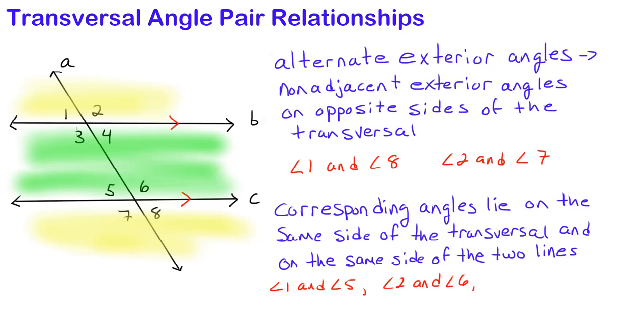What else? Well, angle 3 is to the left of A and under line B. Who's its partner? Angle 7 is to the left of A and under C. So we have angle 3 and angle 7. And finally, angle 4 is to the right of A and under line B, and so is angle 8 to the right of A and under line C. So we have angle 4 and angle 8. These are our corresponding angles.